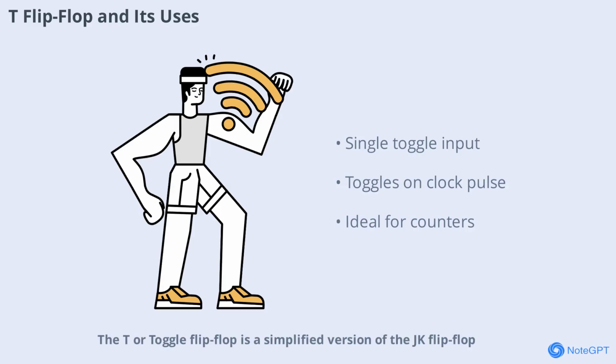The T, or toggle, flip-flop is a simplified version of the JK flip-flop. It has a single input, and each time it receives a clock pulse, it toggles its output state. This makes it extremely useful in designing binary counters, where each flip-flop represents a binary digit. The T flip-flop's simplicity and toggling action are key in frequency division and counting applications, making it a go-to choice for designers working with sequential logic.